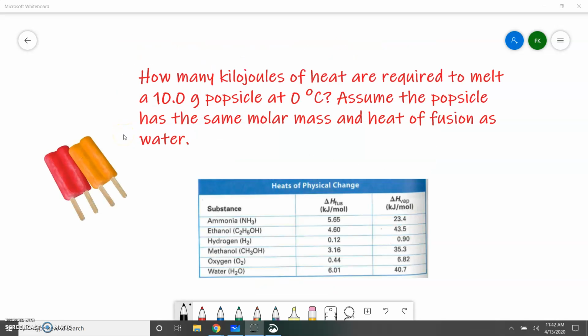Let's do one more calculation for practice. I want you to calculate this time how many kilojoules of heat are required to melt a 10.0 gram popsicle at 0 degrees Celsius. Assume the popsicle has the same molar mass and heat of fusion as water. Go ahead and pause the video here so you can look at this table while you're doing your calculation.